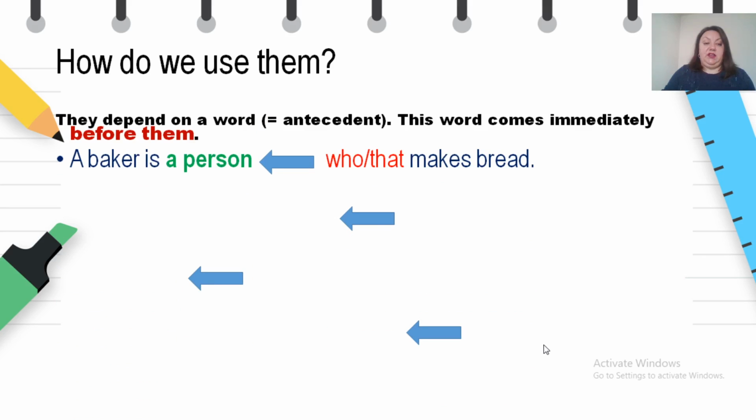A baker is a person who or that makes bread. Овдека односните заменки who, that можат да се однесуваат на лице. Значи, во ред е да употребиме и who и that. Именката која што им претходи a person е лице.